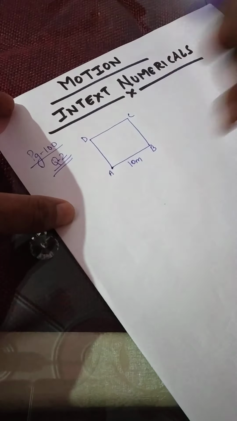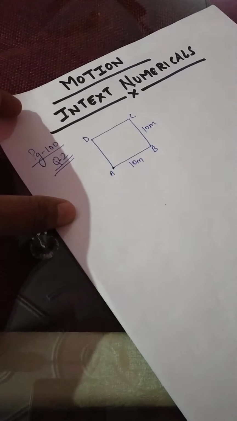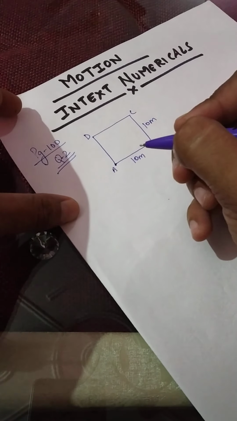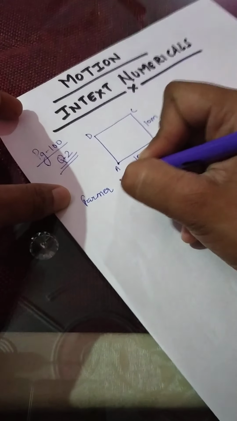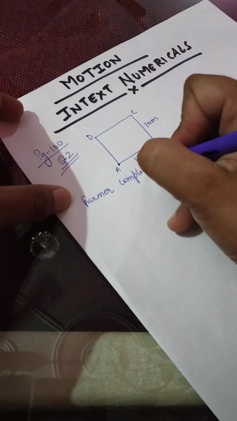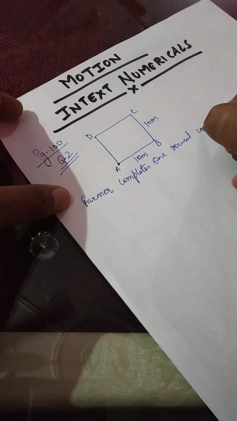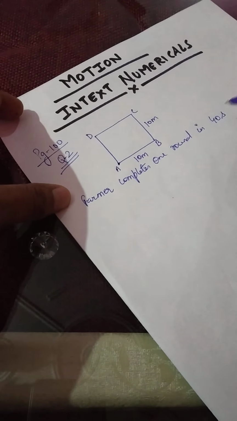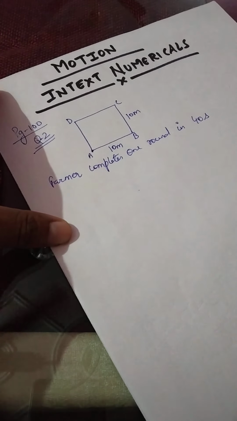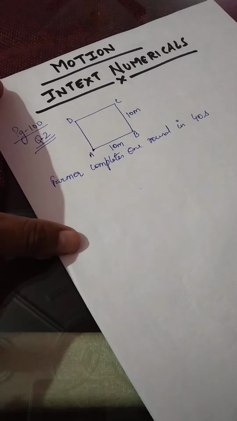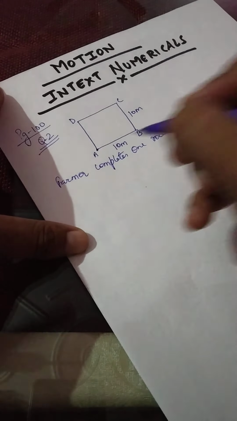Let us consider the square field to be ABCD, whose each side measures 10 meters, and a farmer completes one round in 40 seconds. So we have to tell, if the farmer moves for 2 minutes and 20 seconds, what will be the magnitude of displacement at the end of 2 minutes and 20 seconds starting from its initial position.